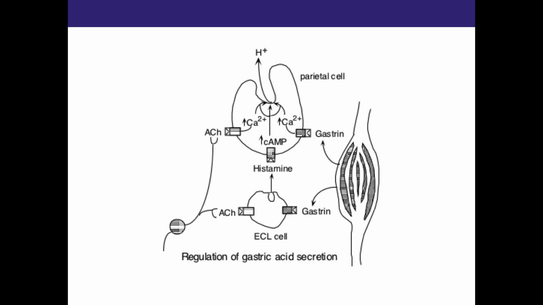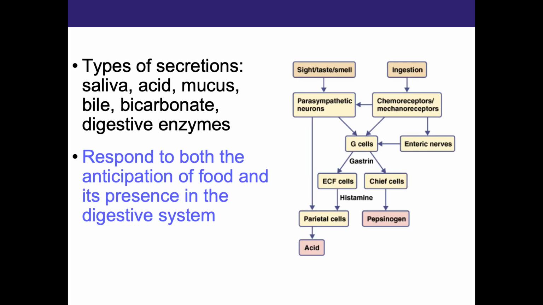All right, so here's a flow chart. It's telling you the different types of secretions. We've talked about saliva and salivary amylase. We've talked about acid secretion and mucus, and bile. We haven't talked about bile yet. Bicarbonate and digestive enzymes. When we get to the small intestines, we'll talk more about that.